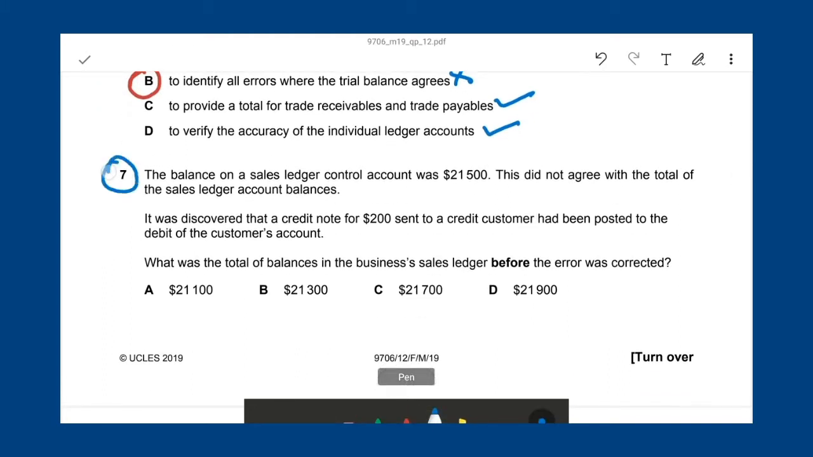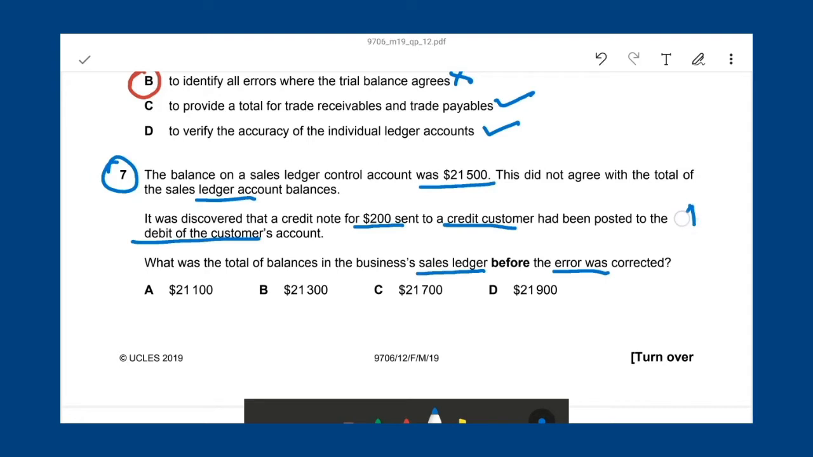Question 7. Balance on a sales ledger control account was 21,500. This did not agree with the total of the sales ledger account balance. It was discovered that a credit note 200 sent to a credit customer had been posted to the debit of the customer account. Actually, it should be posted on the credit of the customer's account. So what was the total balance in the business sales ledger before the error was corrected? The error was that it was not posted on the credit side, but on the debit side. So it is the double effect.